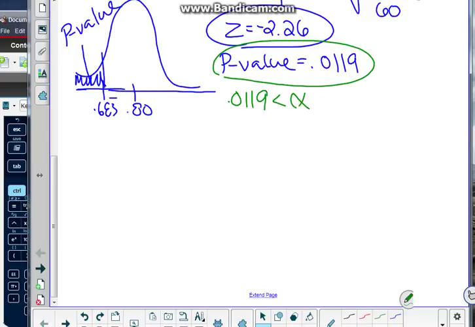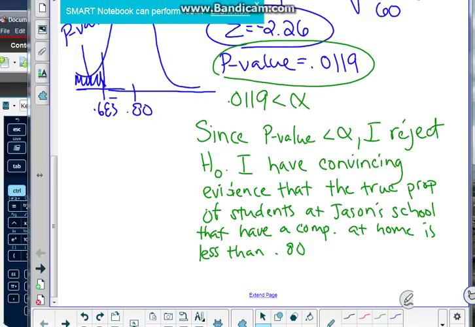Okay? So let's write out what that statement looks like. Give me just a moment. Okay. The interpretation here. Since my p-value is less than alpha, I reject the null hypothesis. I have convincing evidence that the true proportion of students at Jason's school that have a computer at home is less than 0.80. What that means is, when we assumed that the population held for 0.80, we got a sample that was only 68% that had a computer at home.